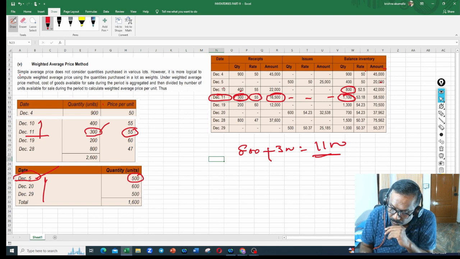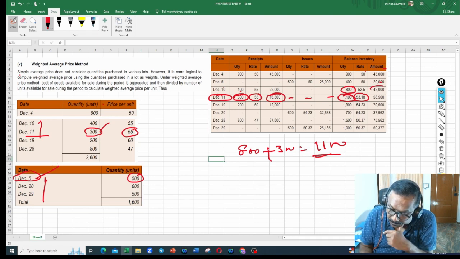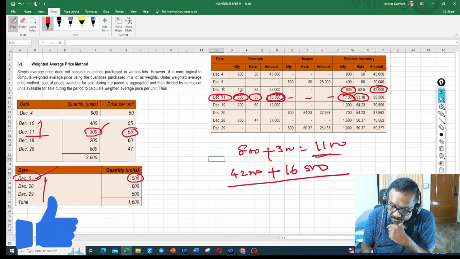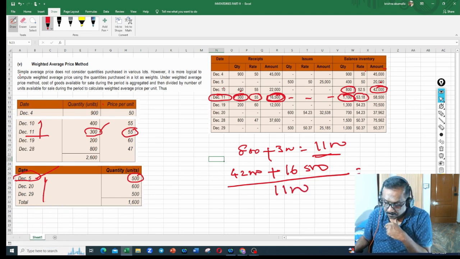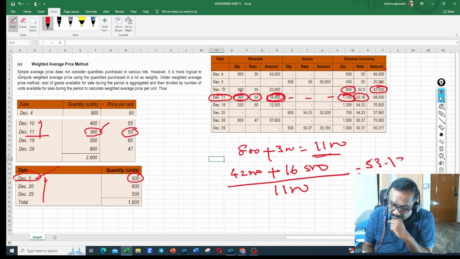Now, next what are we supposed to do? Price. Weighted average price we have to show. How do we get the weighted average price? Take the previous value, 42,000, plus the value we purchased now, 16,500, divided by 1,100. So 42,000 plus 16,500 divided by 1,100 is equal to 53 rupees 18 paisa. That is what we have shown here.